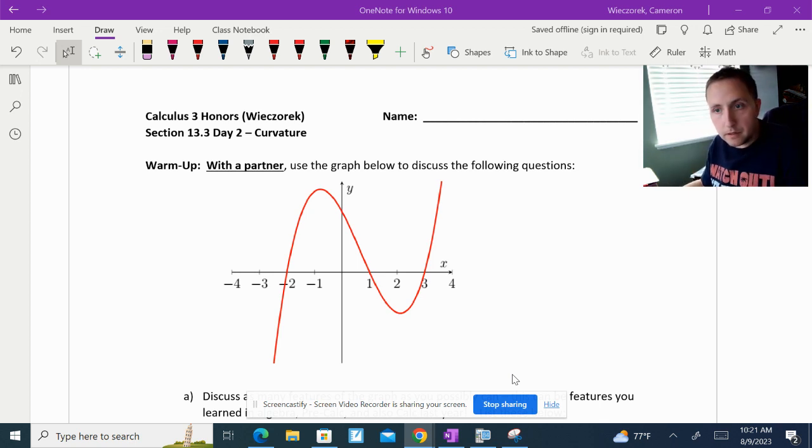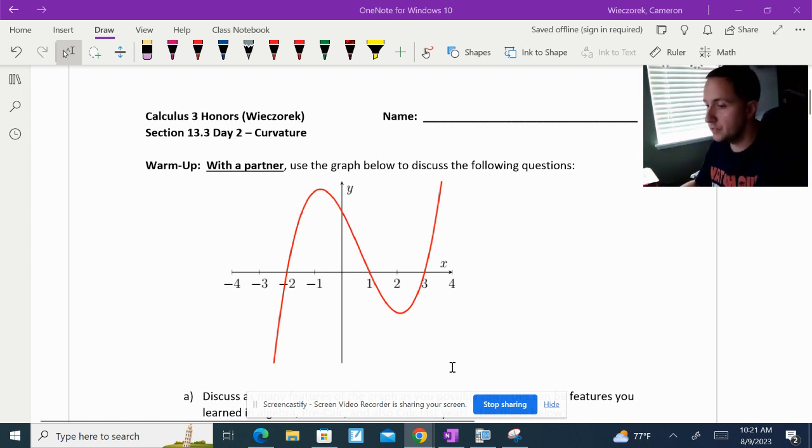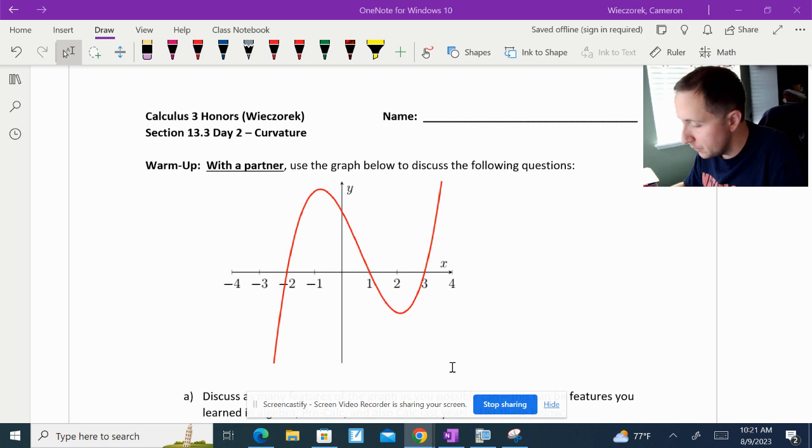All right, so this will be the tutorial video for section 13.3, day 2. We are going to take a look at something called curvature today. To build that idea of curvature, let's look at some features of a graph that you would have learned about in pre-calc and in Calc 1, Calc 2 last year.